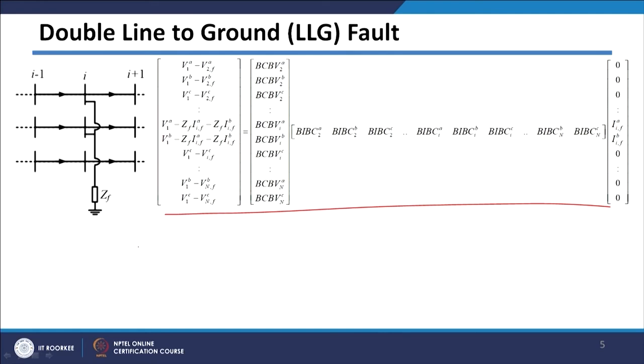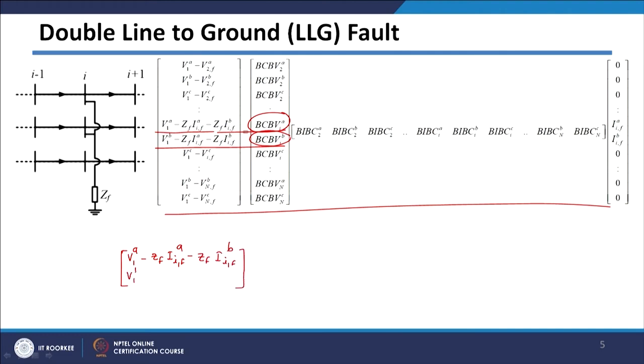So, if you consider these two equations, this is equation 1 and this is equation 2, in this case these two entries will come into picture. So, I can just write it like this, only two rows, two equations I am taking: ZF into fault current in A phase, and ZF multiplied by fault current in B phase on the right hand side.